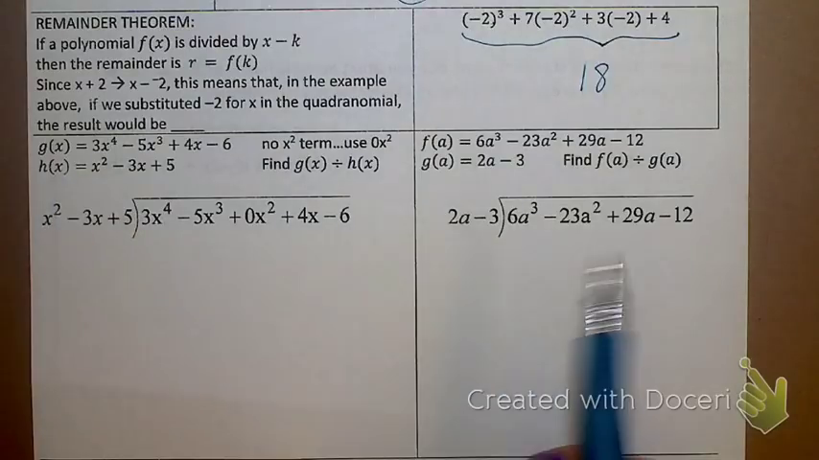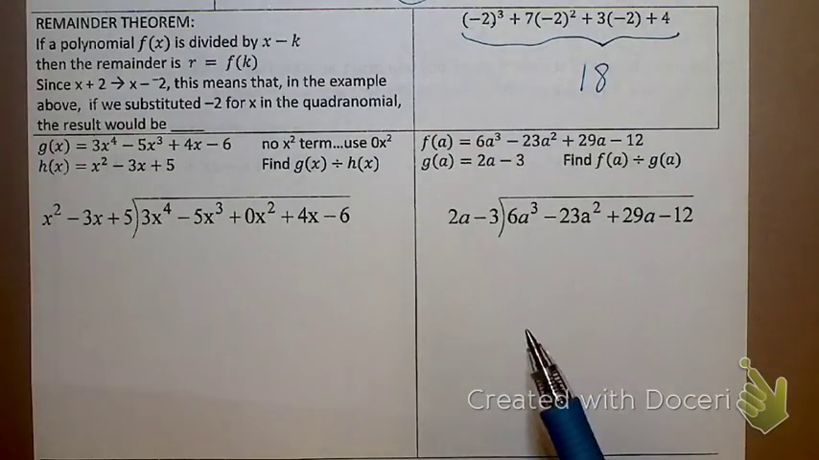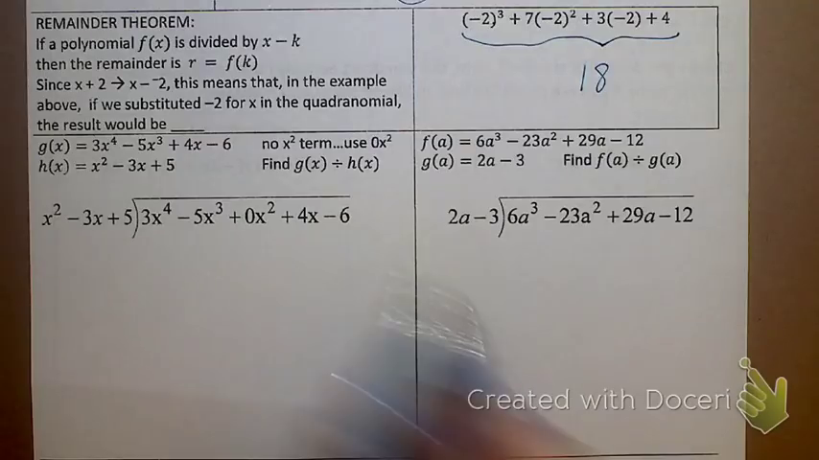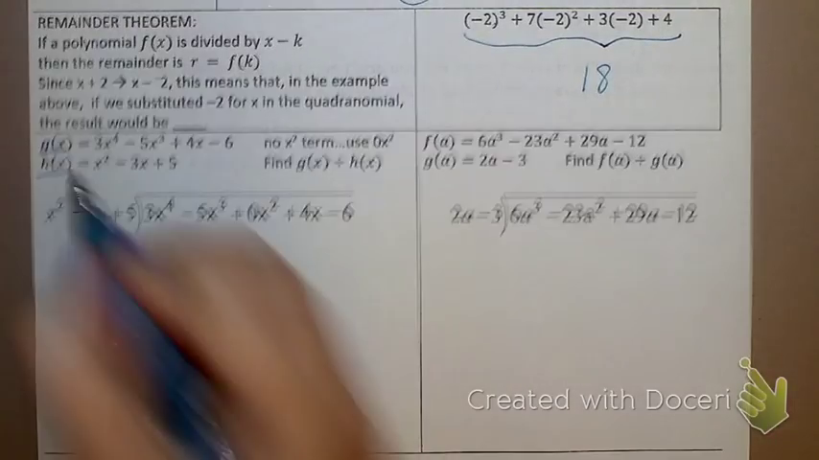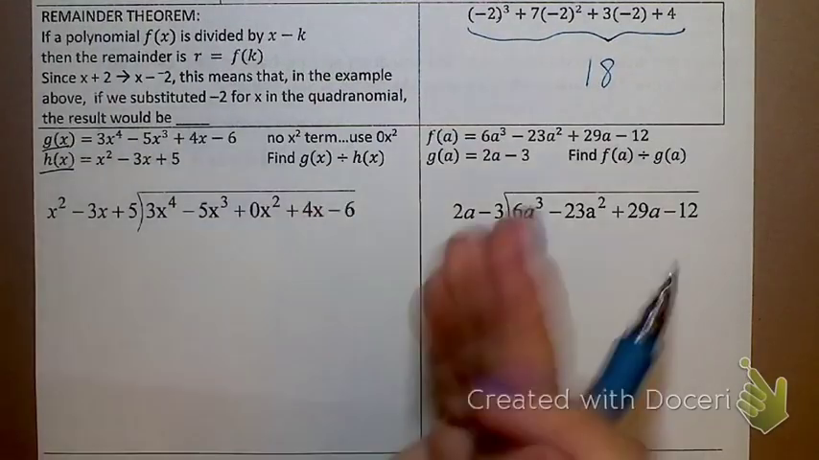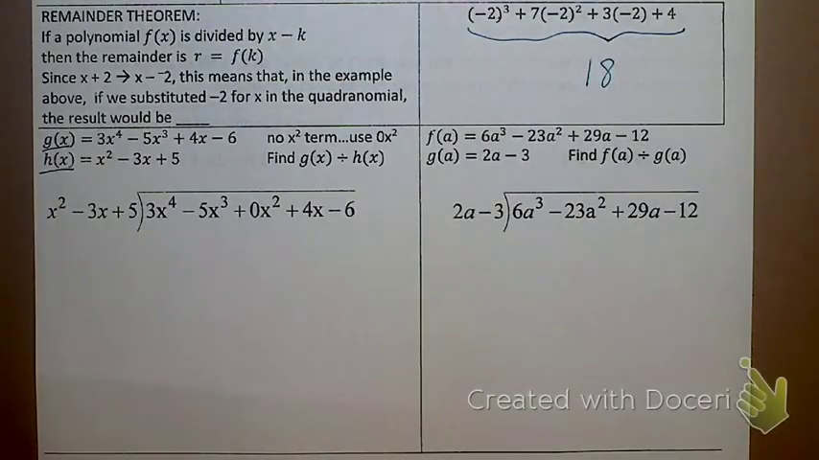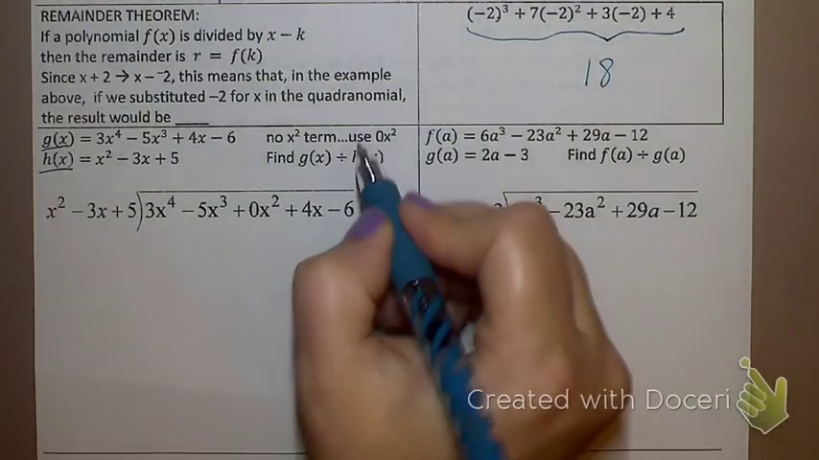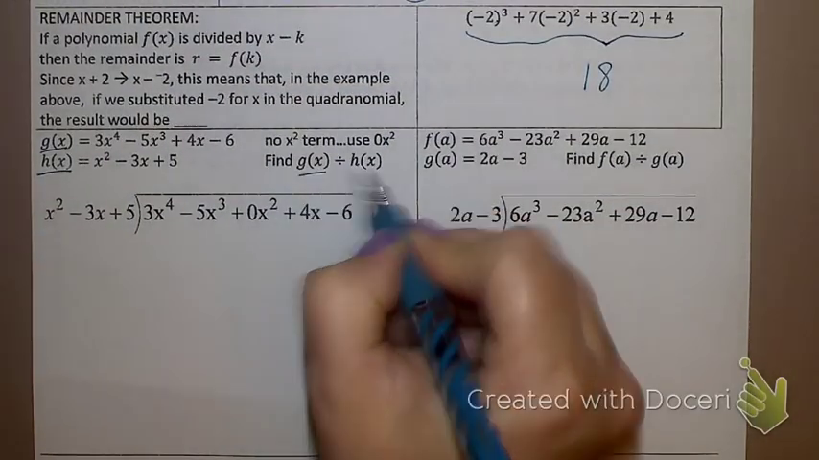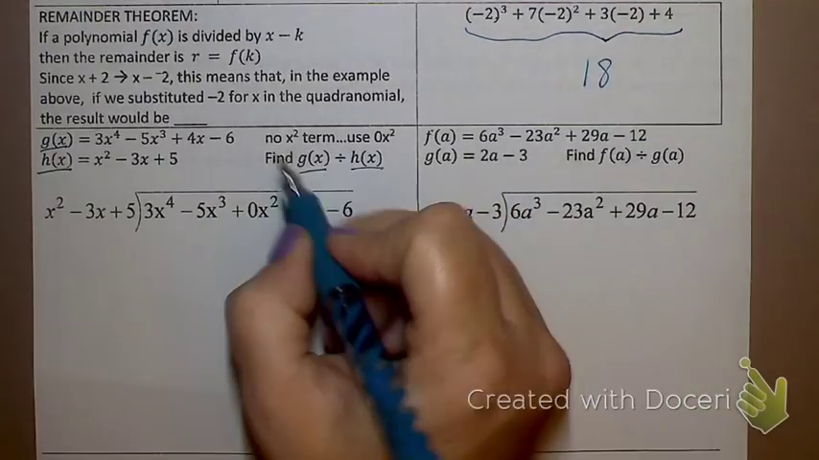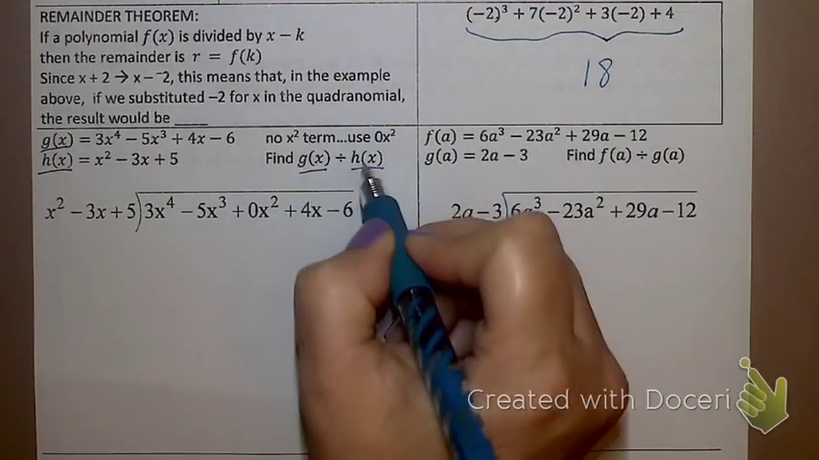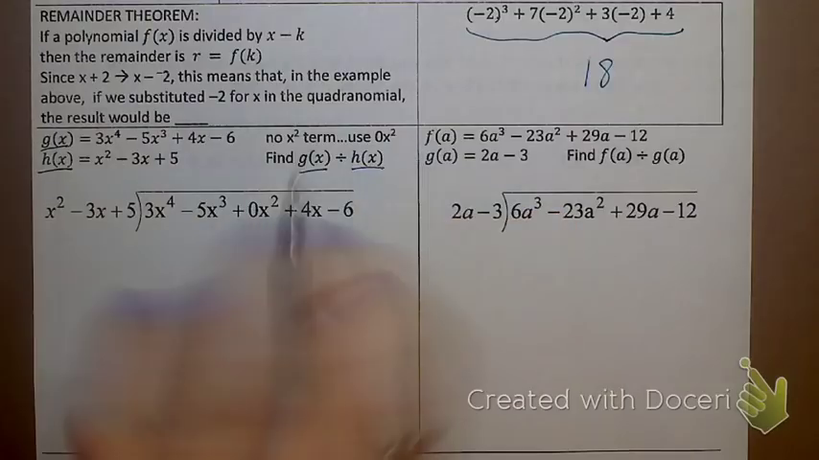How do you tell one apart from the other? You give them different names. So it's just a different way of naming them to be able to tell one polynomial away from another. Okay? So they're saying find g of x divided by h of x. So find this y polynomial, divide it by this y polynomial. So they've got it set up for me.